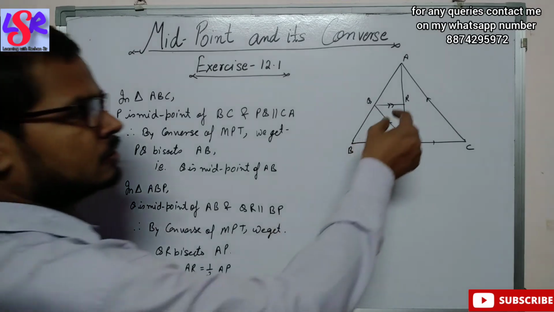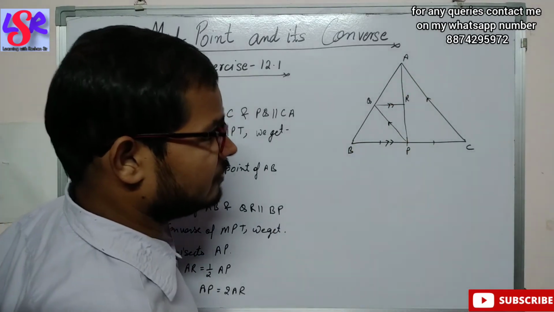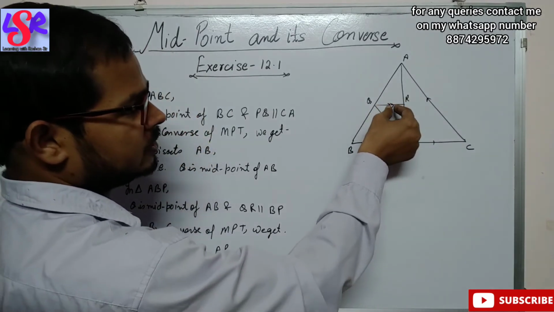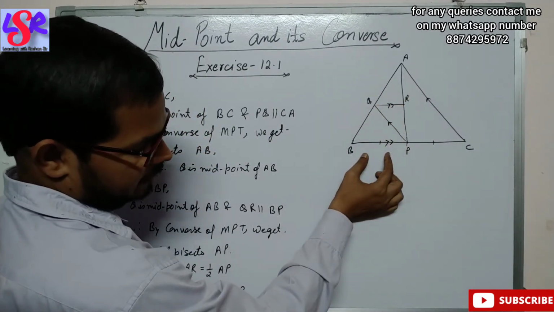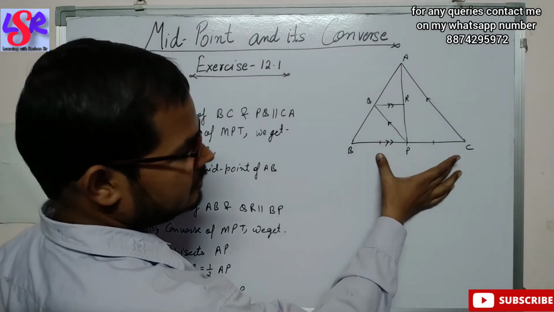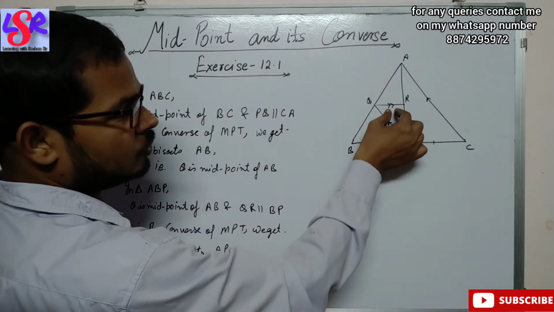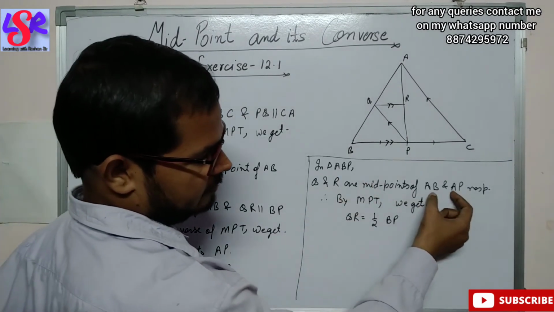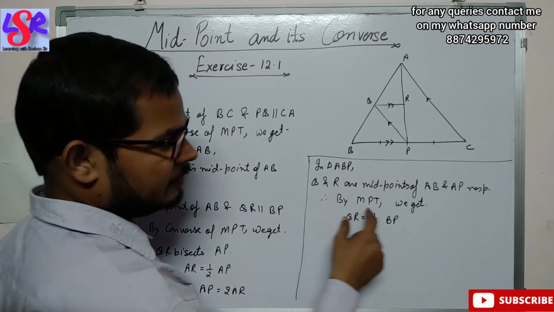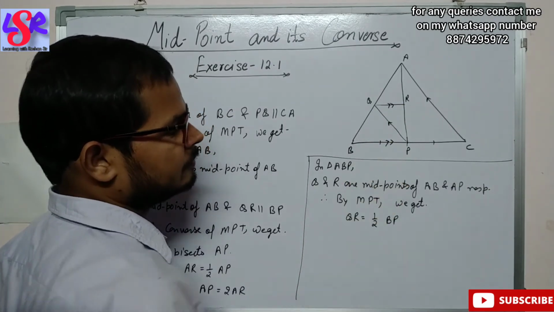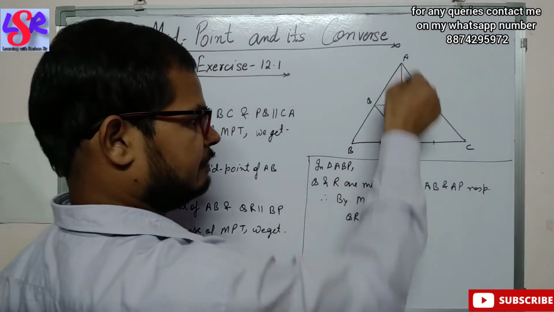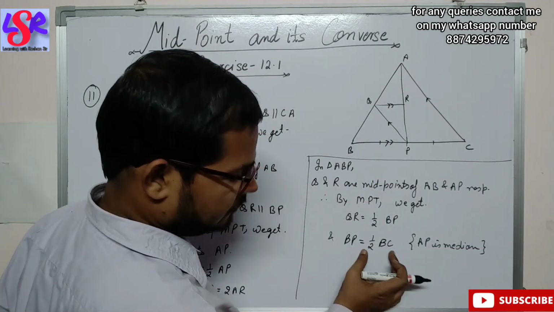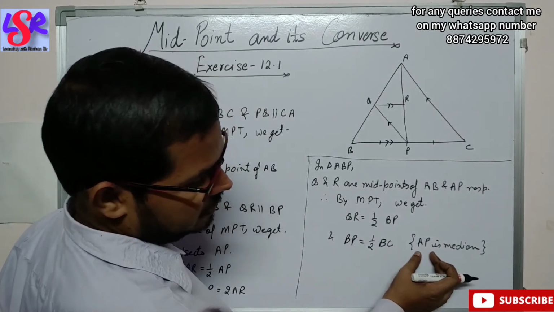Now we've got this R is a midpoint of AP, and we have to prove BC is 4 times of QR. Very first of all, we'll be proving this QR is half of BP, and as BP is half of BC, then this will become the 4 times of QR. So in triangle ABP, we have got Q and R as the midpoint of AB and AP respectively. So by midpoint theorem, we get QR is a half of BP. Now we know this AP is a median, therefore this BP will be half of BC. Therefore this BP equals to half of BC because AP is a median.